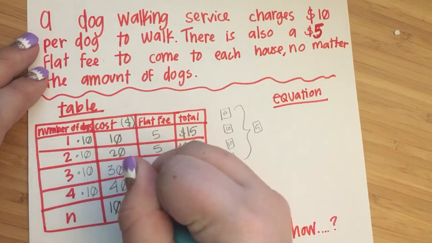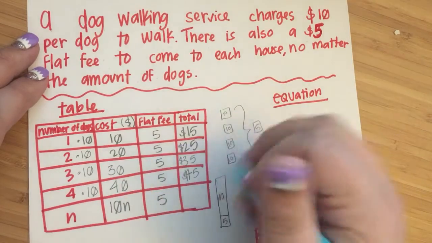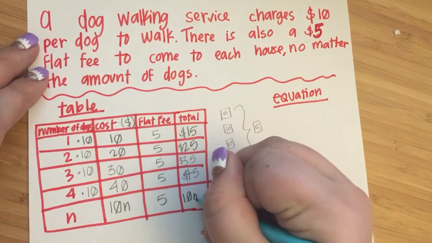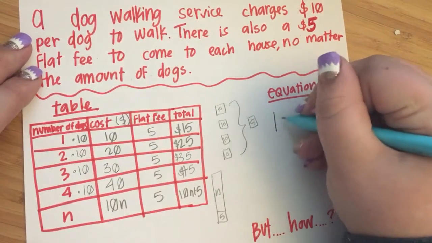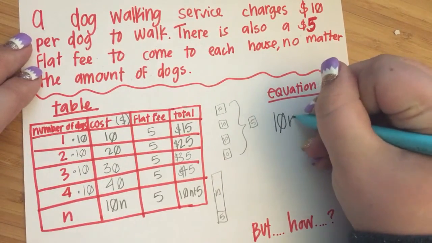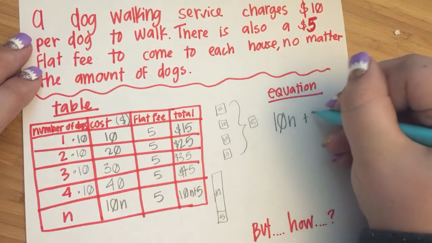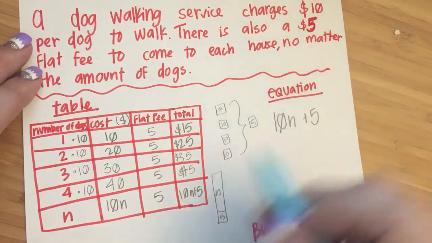If I need to write that as a total, well, I don't have what n would be, so it'd be 10n plus 5. Because I could put any number in for n, and it would get my answer. Again, the equation is 10n plus 5, and that would give me my total.